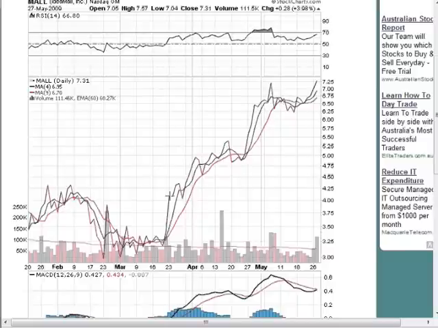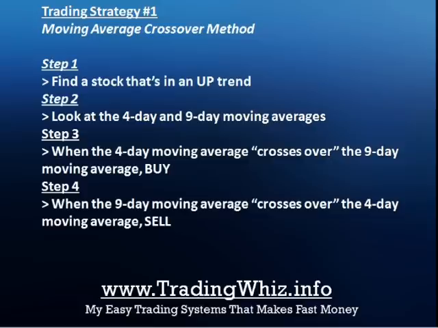So just looking at a sell signal, that's a pretty good example of one. It's when the 9-day crosses the 4-day, and you can see that as soon as it crosses, it keeps going until it crosses back again. So these moving averages are a pretty good indication of where the stocks are going, and as a short-term trading method, it's bang on accurate.